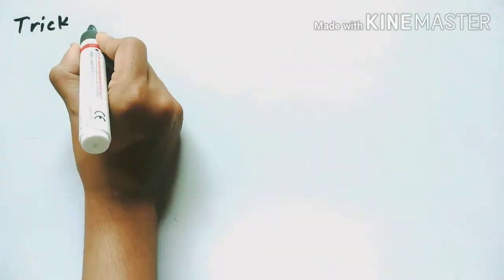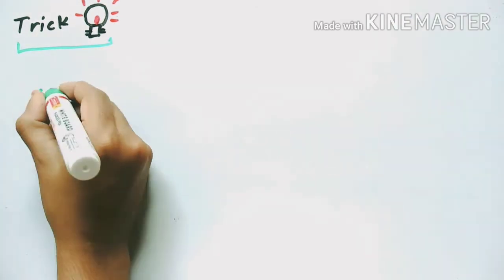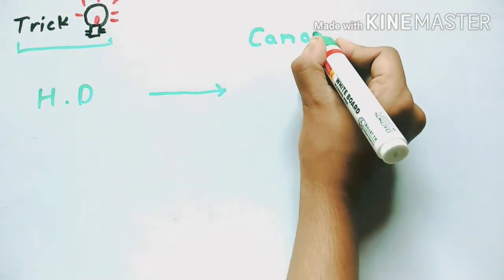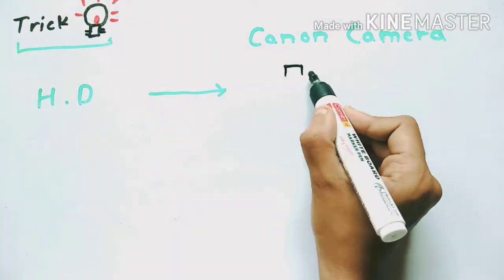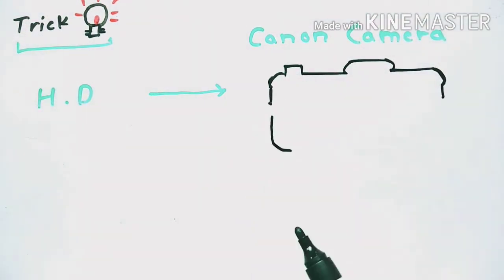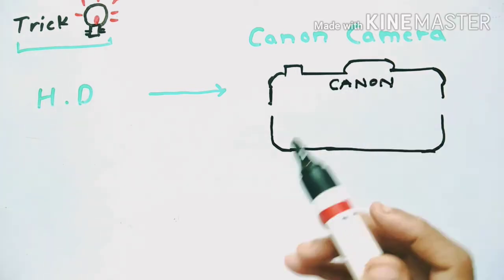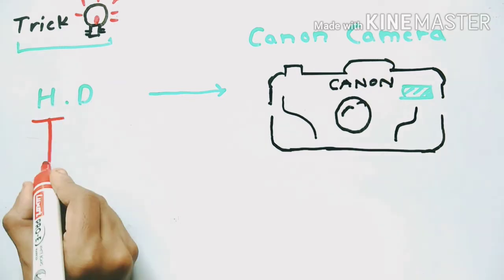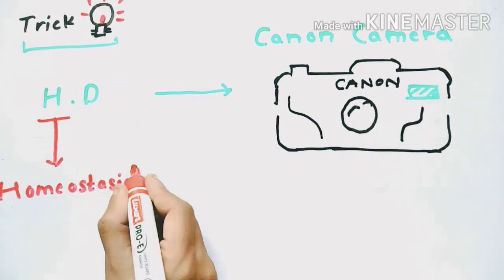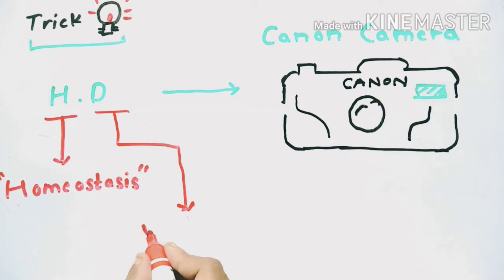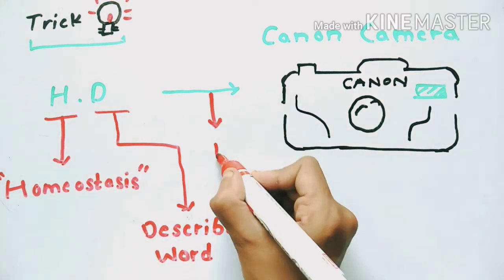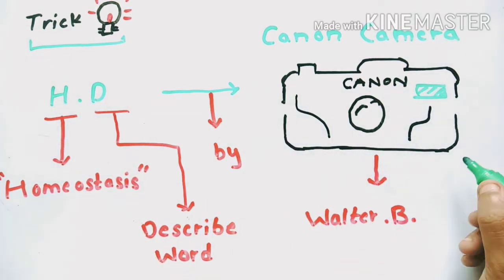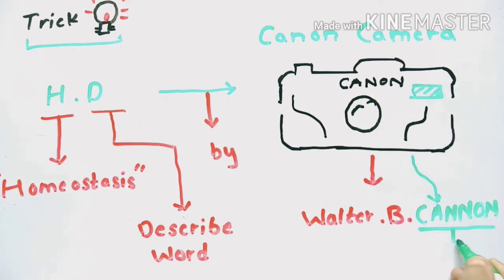I would like to share a trick to remember the names of physiologists, as they are hard to remember as well as asked in exams. So the sentence is HD Canon. Here I am talking about the HD quality images offered by Canon cameras. Canon represents the name of the scientist. The spelling is different, but you can remember it as it is a trick. So H represents homeostasis, D represents the describable word as it described maintenance of nearly constant temperature as homeostasis, and Canon is Walter B. Cannon. This trick is somewhat relatable, we just have the difference of N letter.